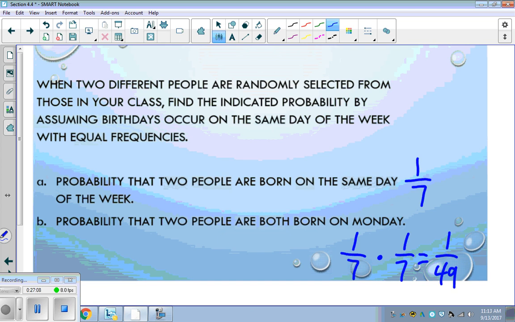If you are drawing cards, and the first one you draw, you put the card back in, how many cards are you drawing from now? 52. So the second draw was independent of the first draw. But if I remove a card, and I don't replace it, I don't put it back in the deck, I change now my probability, don't I? So they would be considered dependent events. Very good.